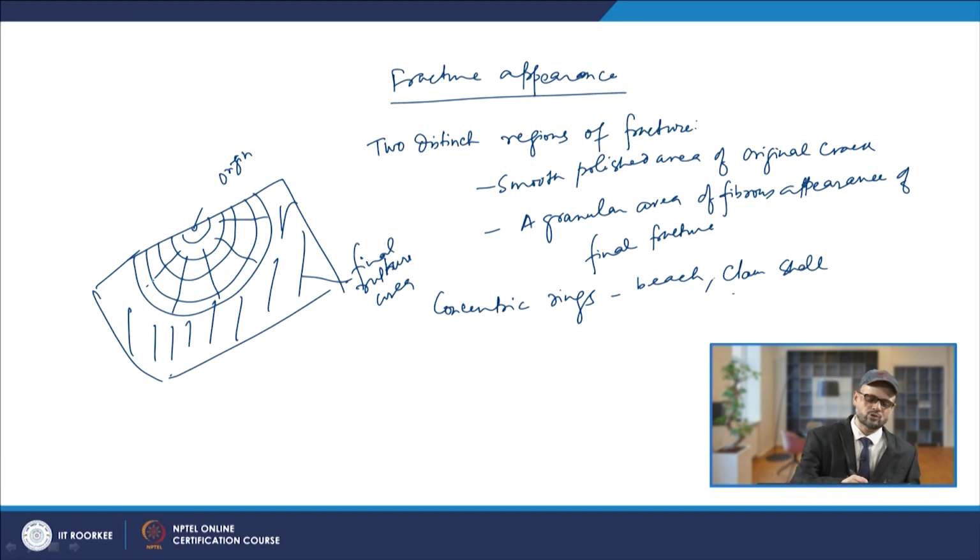Apart from that, you also have these radial patterns. These lines are moving towards the origin, so they show where the fracture has originated. By looking at the surface, you can have the idea about the origin of the initial fracture location, and that is how you can know the location of the fracture.